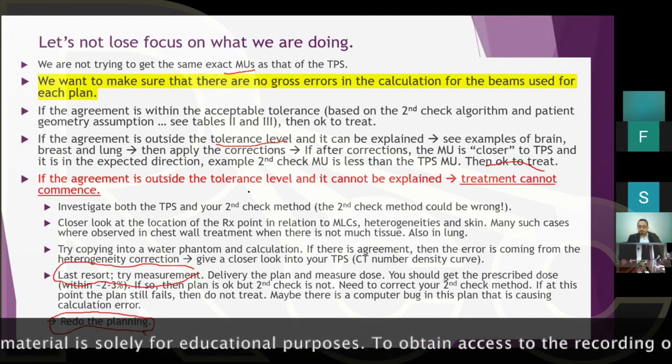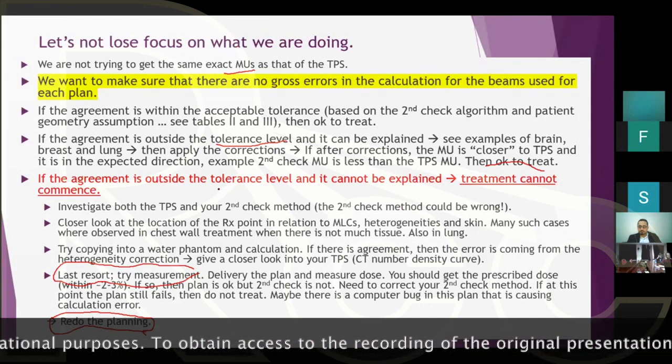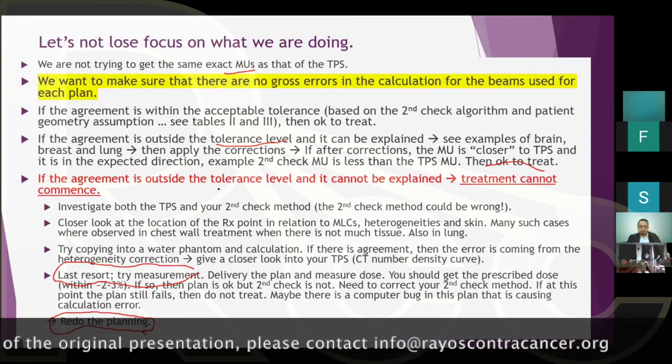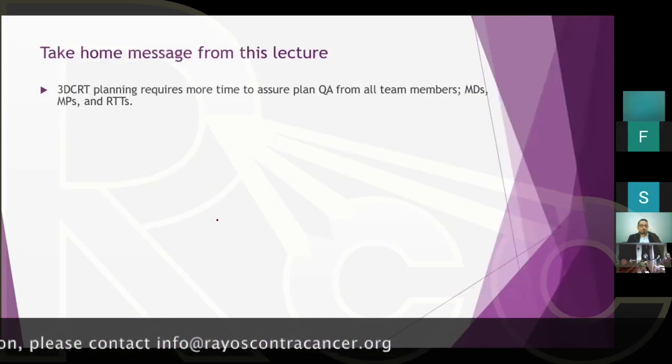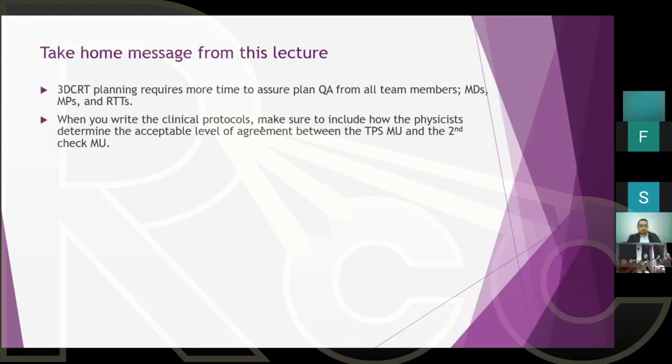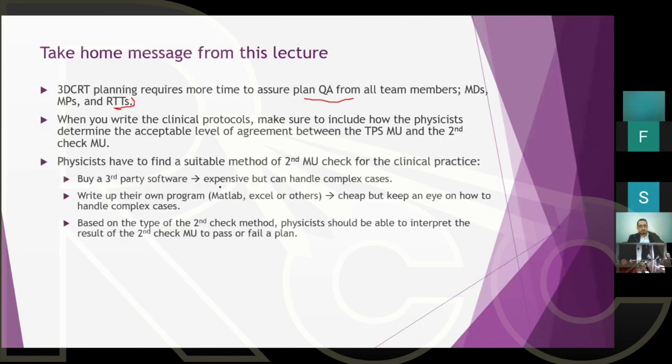It's very important that if you're not reaching the tolerance level set by your clinical protocol, you should not treat the patient. Take home, I guess everyone now understands that 3D CRT requires more time, not just for planning and contouring, but also more time for plan QA. And please don't forget that radiation therapists or radiation technologists need to have their own checklists to QA the plan. Please write your own clinical protocols, making sure that you include what levels of agreement you have.